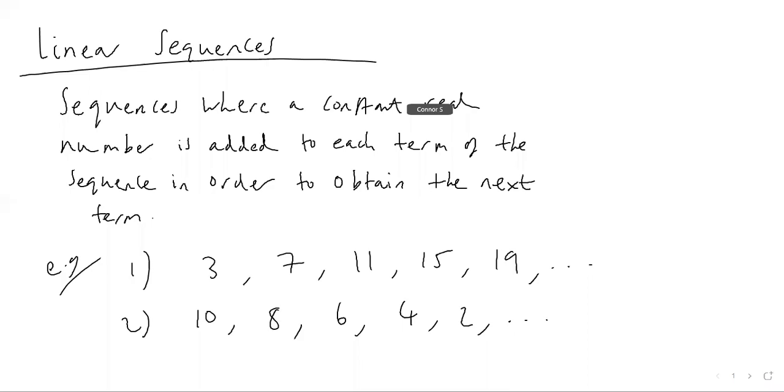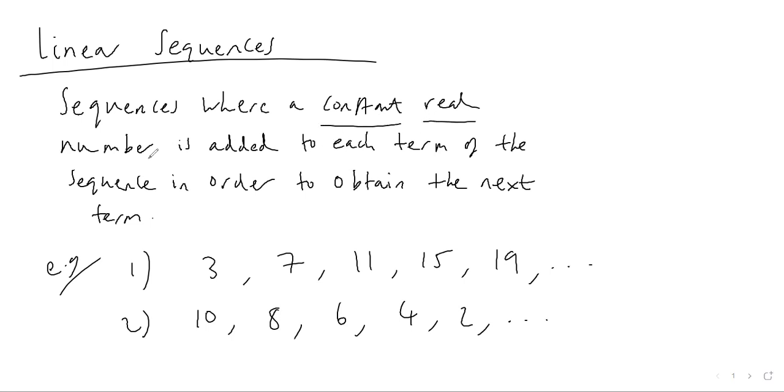So in today's video, we're going to look at linear sequences. Linear sequences are probably sequences that you've seen before, but anyway, this is just a reminder of how linear sequences work. Linear sequences are sequences where a constant real number is added to each term of the sequence in order to obtain the next term.